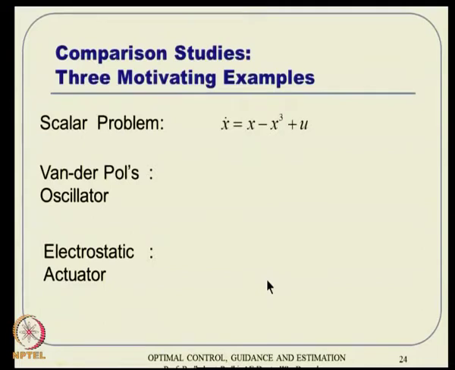One is a standard scalar, the same scalar problem that we discussed in the previous lecture. The other one is a 2-dimensional thing, 2 states actually. This is a first order equation, this is a second order equation. Again a very standard benchmark problem, the van der Waals oscillator. There are reasons for that.